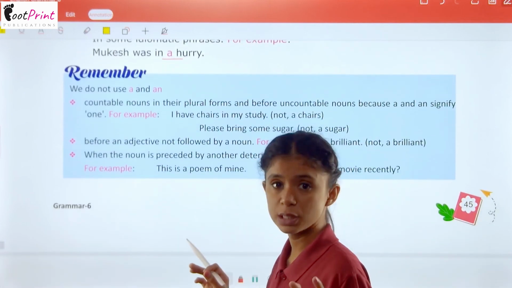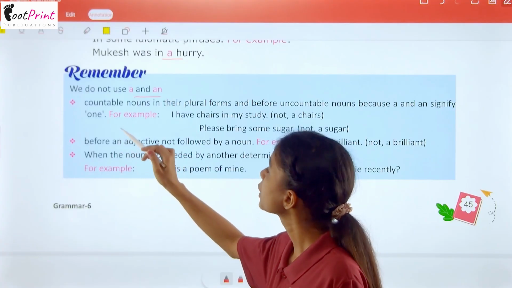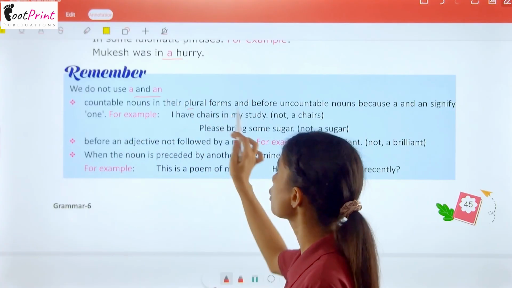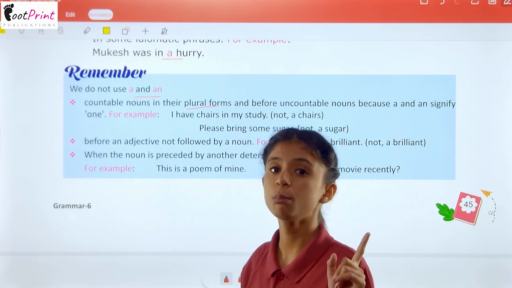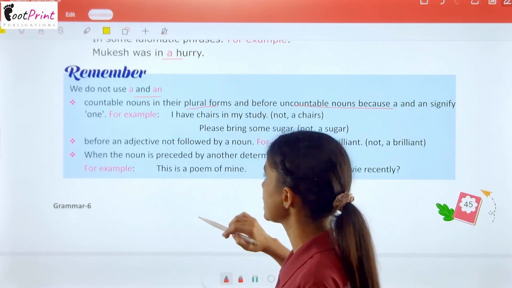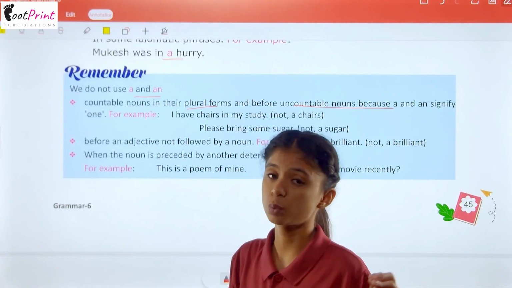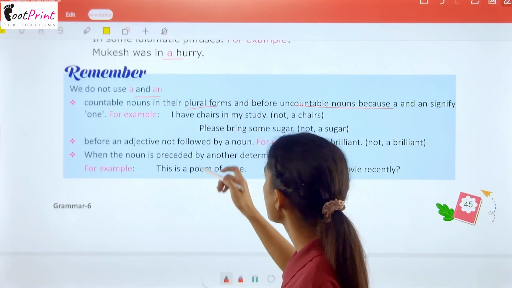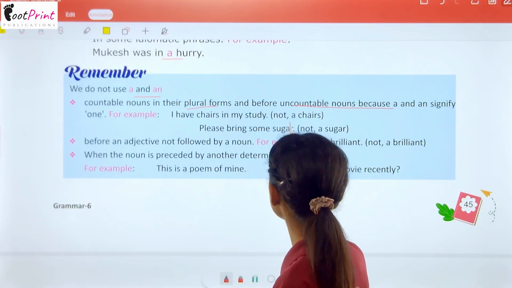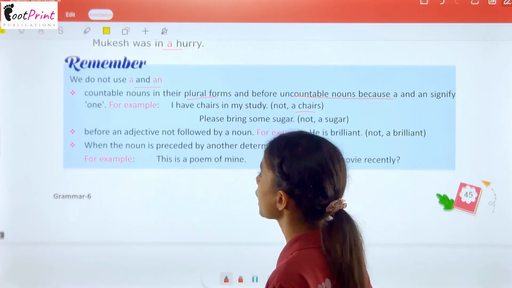Now, there are points that you should remember. We do not use a and an when a countable noun is in its plural form, and before uncountable nouns. A and an signify one, so we cannot use them with uncountable nouns or plural nouns. I have chairs in my study, not a chairs. Please bring some sugar, not a sugar, okay?